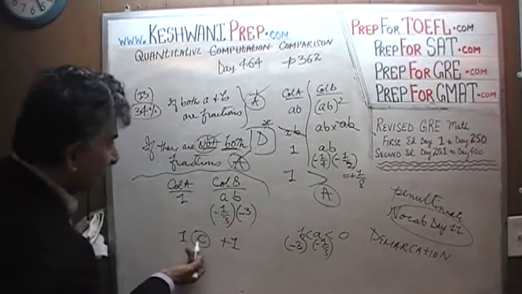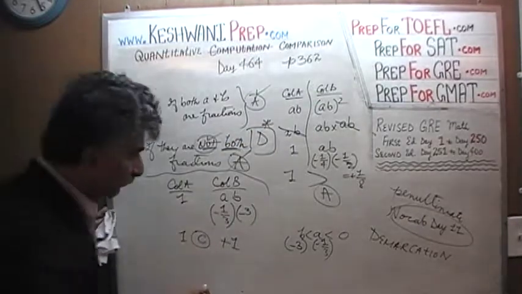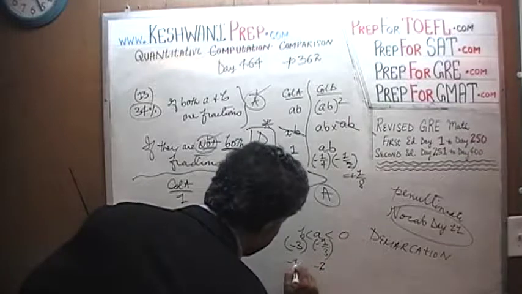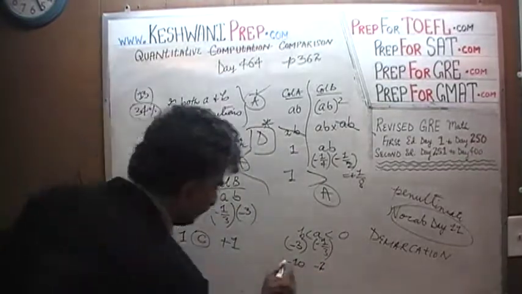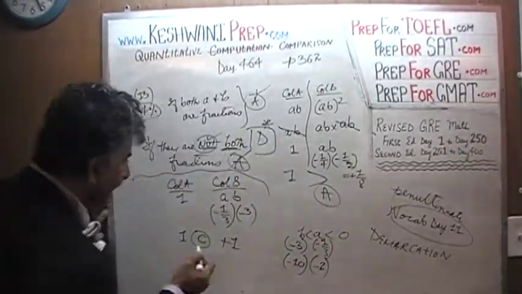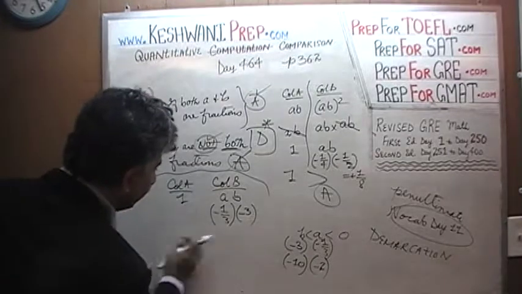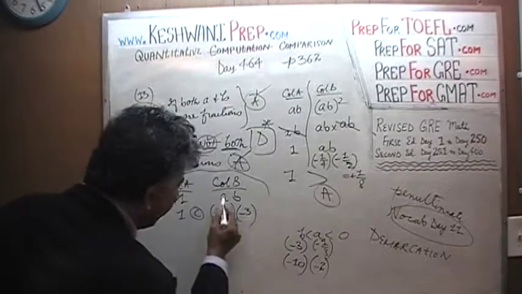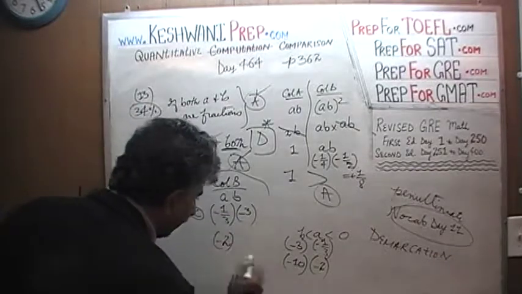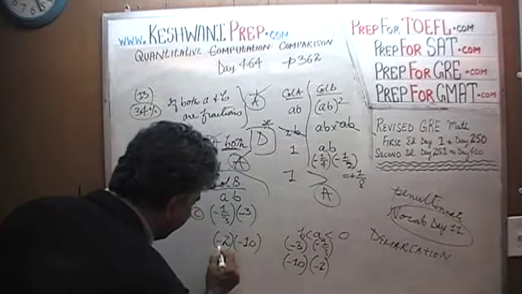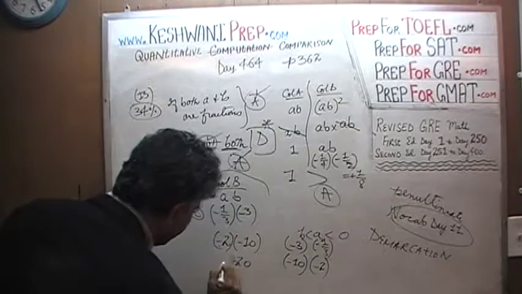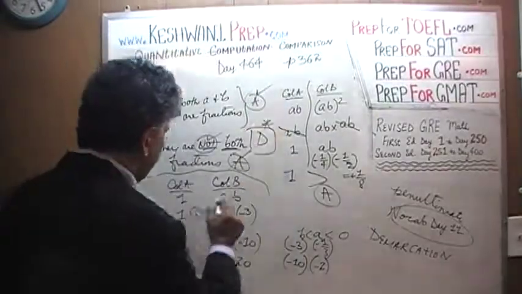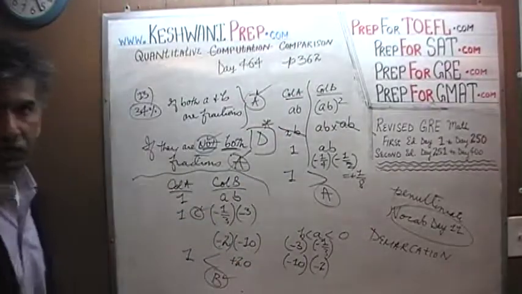Here the answer is C, before the answer was A. I'm going to show you one more scenario. What if B is negative 10 and A is negative 2? In this scenario, A times B is negative 10 times negative 2, which is positive 20, and positive 20 is more than 1. Now the answer is B. Before the answer was A, then it became C, now it's B.